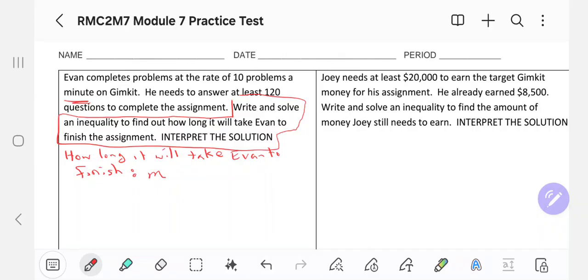Okay, so let's go through and underline our information. Evan completes problems at a rate, 10 problems a minute. Rates, we usually end up with some multiplication or division there, so I'm guessing that's what we'll do for this one. He needs to answer at least 120 questions to complete the assignment. Write and solve an inequality to find out how long it will take Evan to finish.